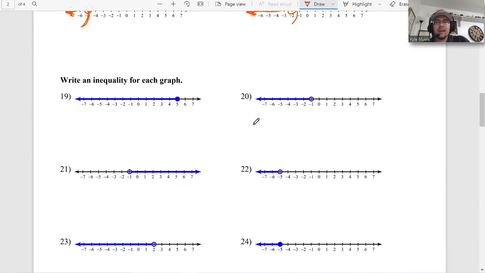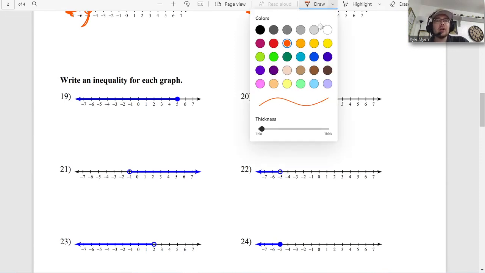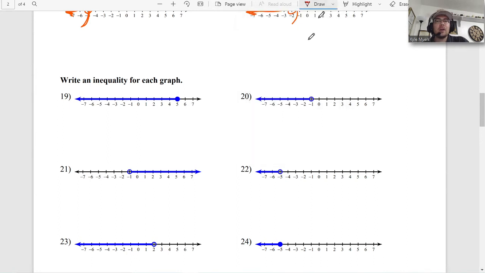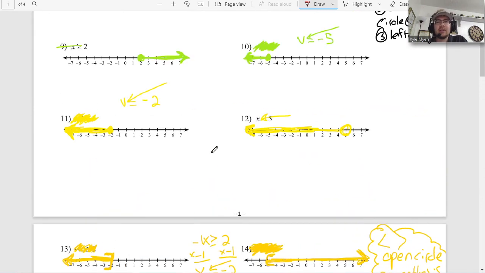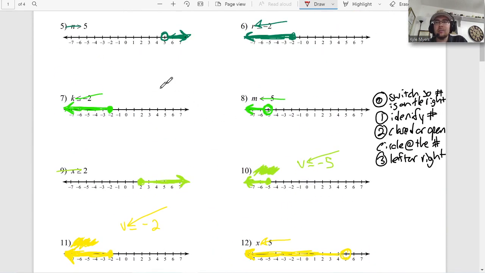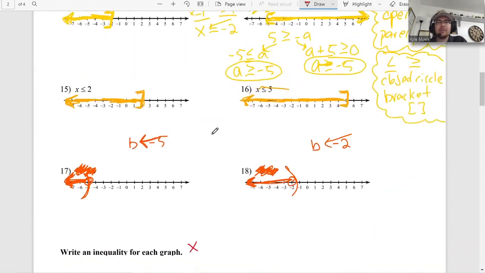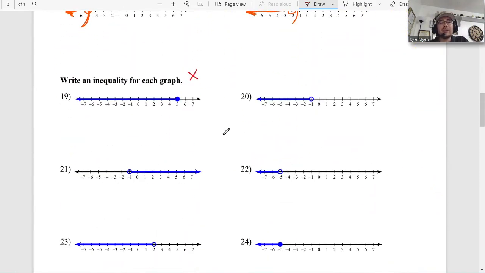Now, for the last few here, we actually need to write the inequality for the graph, so we're kind of going in reverse order now. I need to know a letter, and we can just use X. We could just use X for all of them. It doesn't matter what letter you use. Notice it didn't matter what the letter was, just that the letter was in the right place. We used M, K, N, R, and it didn't matter. So just choose a letter. If you want to use a different letter each time, you can. I'm just going to use X because I'm boring like that.